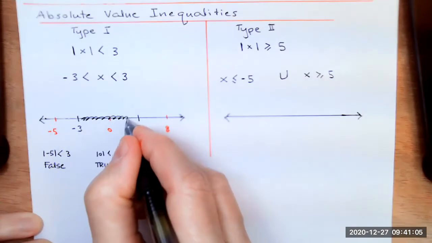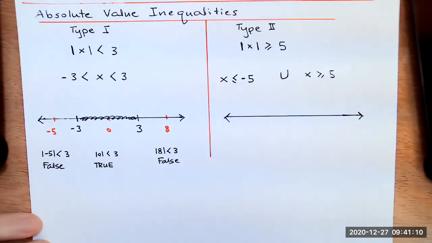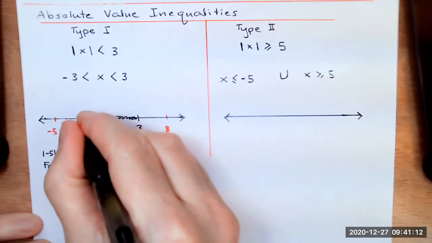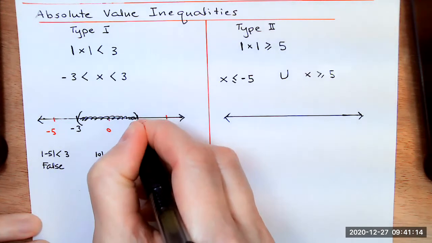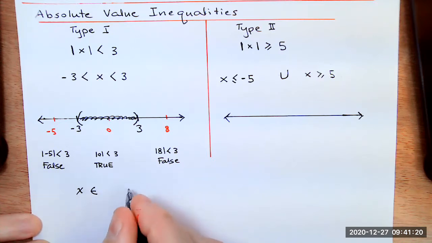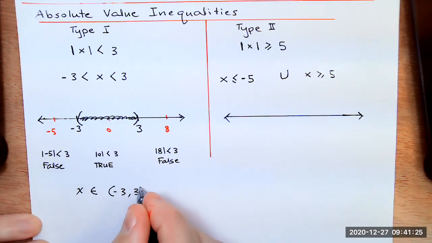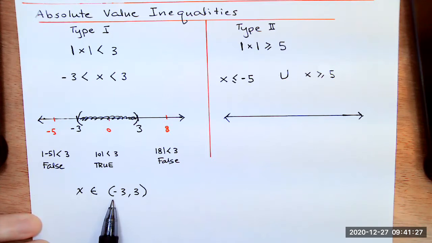So we shade this part in the middle. It's a strict inequality, so you can either use open circle or the curly bracket. And in interval notation, x is an element of the set from -3 to 3, not including -3 or 3.